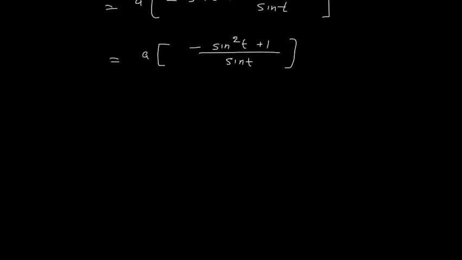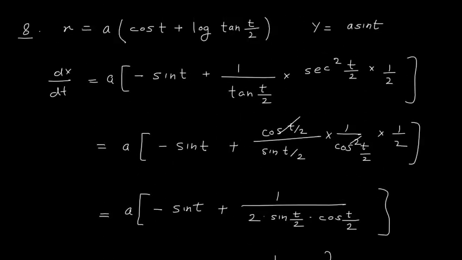So 1 minus sin square t is cos square t. So this is a into 1 minus sin square is cos square, so this is cos square t upon sin t. Now cos upon sin is cot. Okay, so cot t into cos t, but let us write this as cos t upon sin t. You can consider this as equation 1. This is dx upon dt.